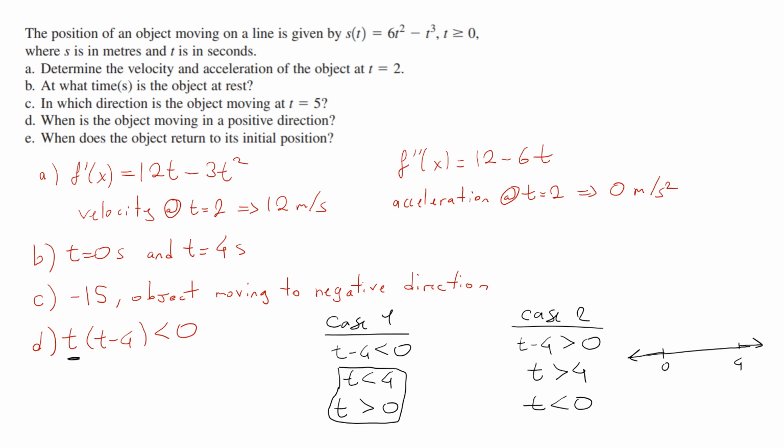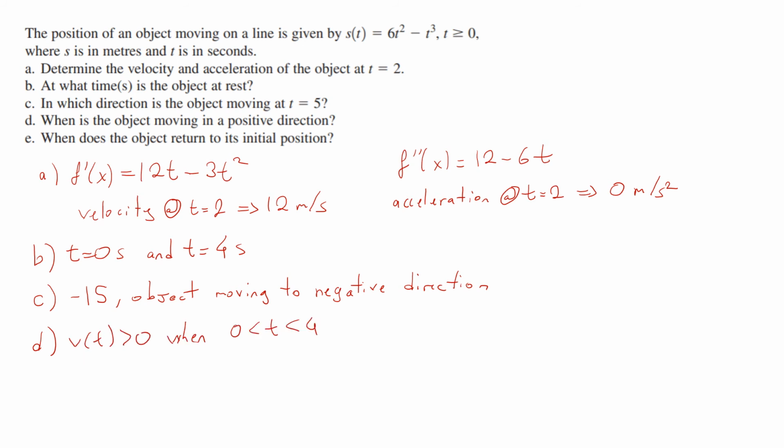However, I realized that when t is less than 0 and bigger than 4, it doesn't really give me a solution, so I don't consider this case 2, therefore I use my case 1. So I say that my velocity is positive when it's between 0 and 4.